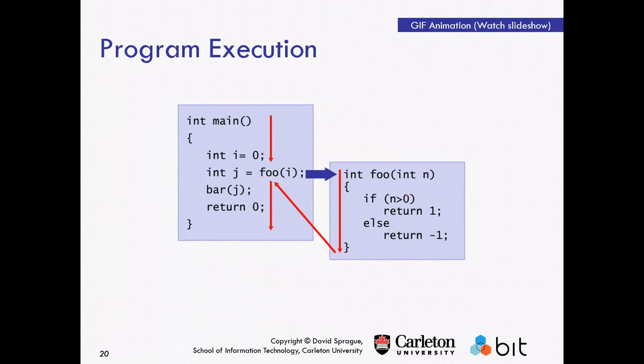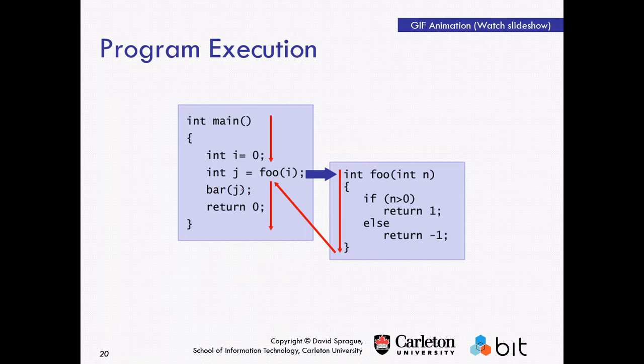If n is greater than 0, I will return 1. Otherwise, I return negative 1. Oh, I'm going to return negative 1, it seems. So I return negative 1. I jump back out of my function. So I scoot up here. j is equal to negative 1. That's the whole thing resolves to -1.